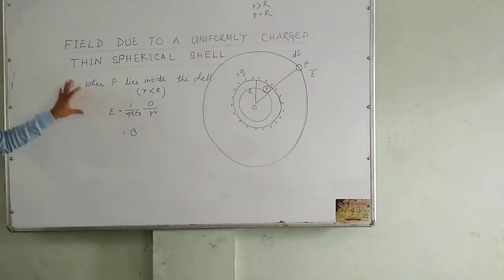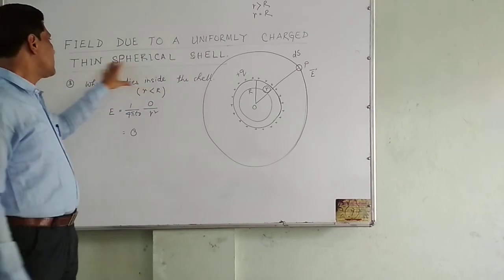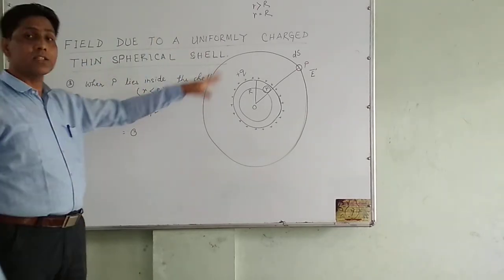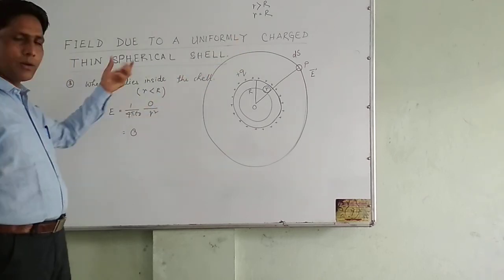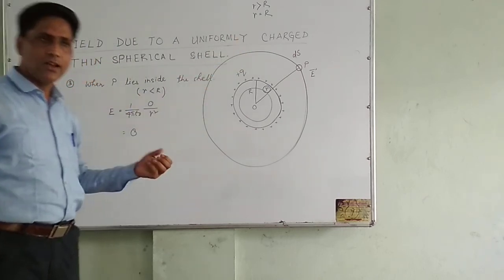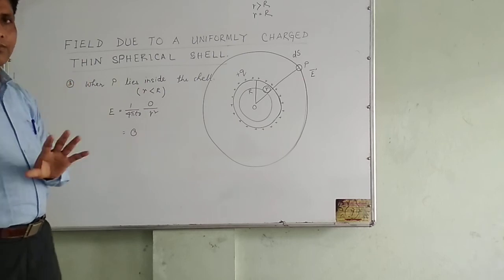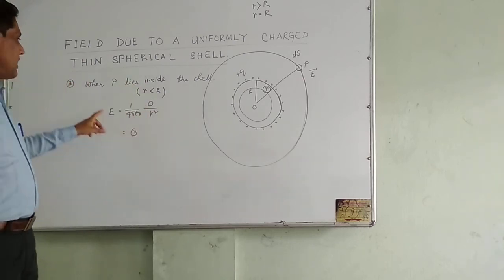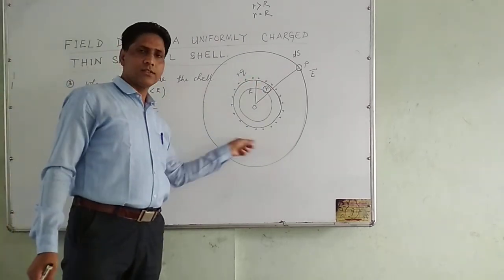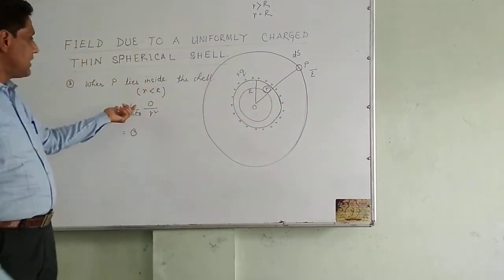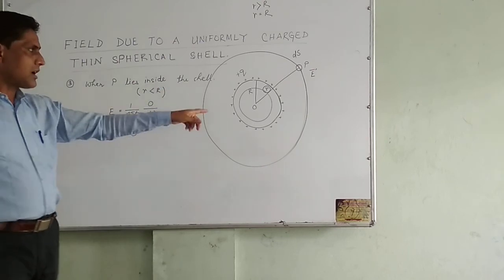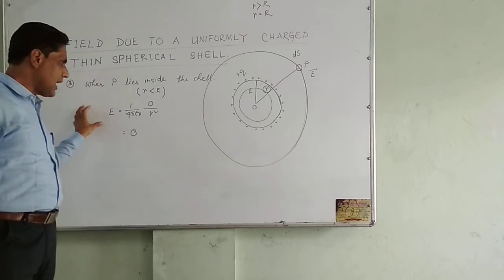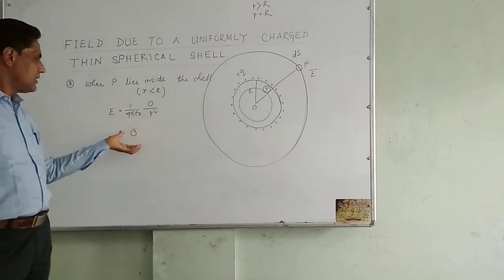So this is the field due to a uniformly charged thin spherical shell. We have three cases. One is outside the spherical shell, where its value is 1 by 4 pi epsilon naught Q by r square, similar to the electric field due to a point charge. On the charged spherical shell, its value is 1 by 4 pi epsilon naught Q by R square, where R is the radius of the shell. And inside the charged spherical shell, the value is 0.